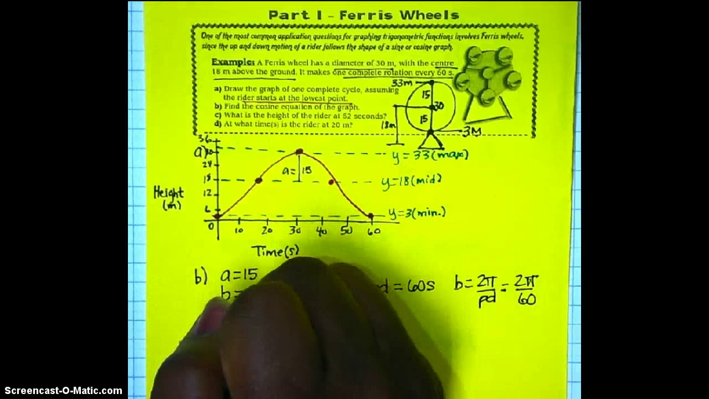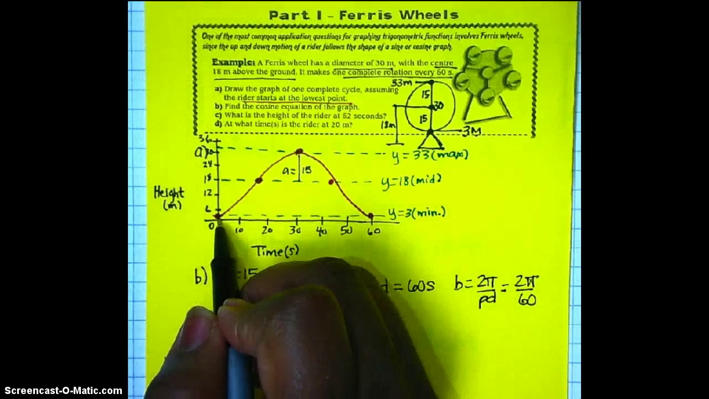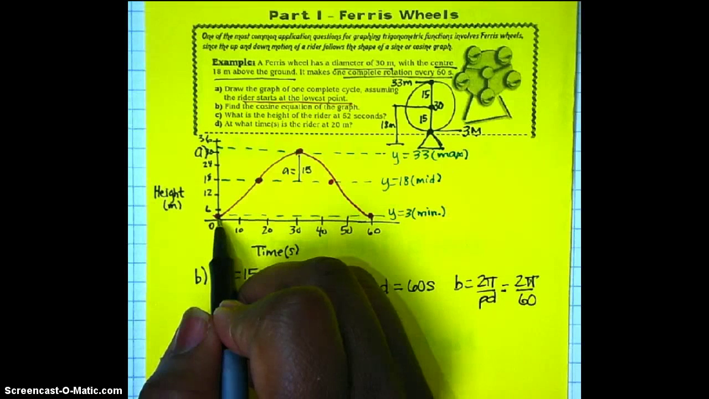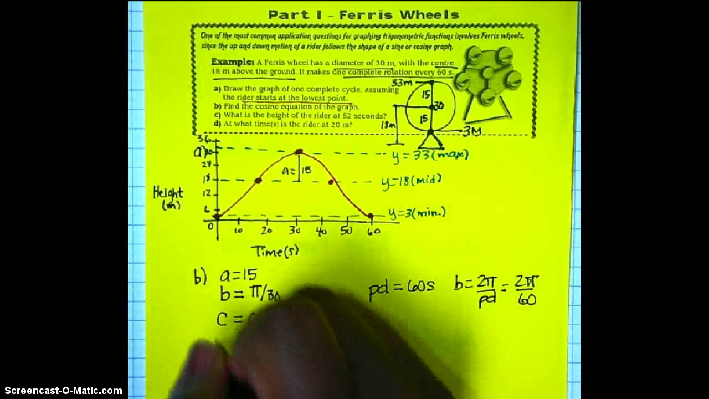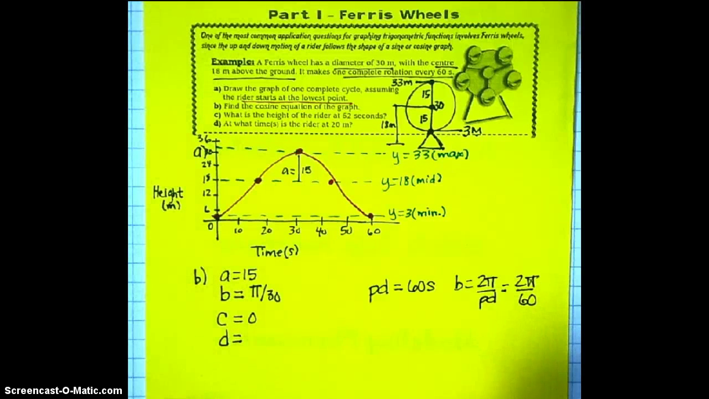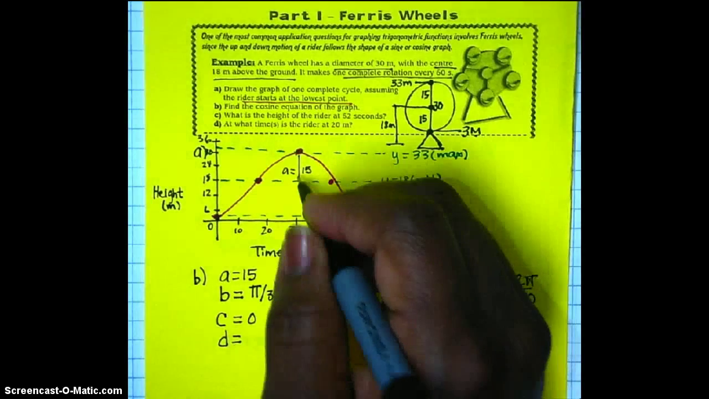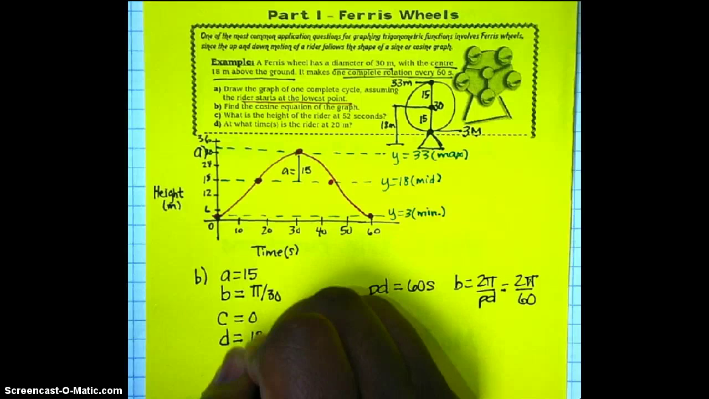C represents a phase shift, but in this case, we don't have a phase shift. And that's because the cosine curve has started at 0 in the x direction, which is typically where it starts. And then D represents the distance from the midline to the bottom, and in this case that's 18. So this Ferris wheel's center is 18 meters off the ground.